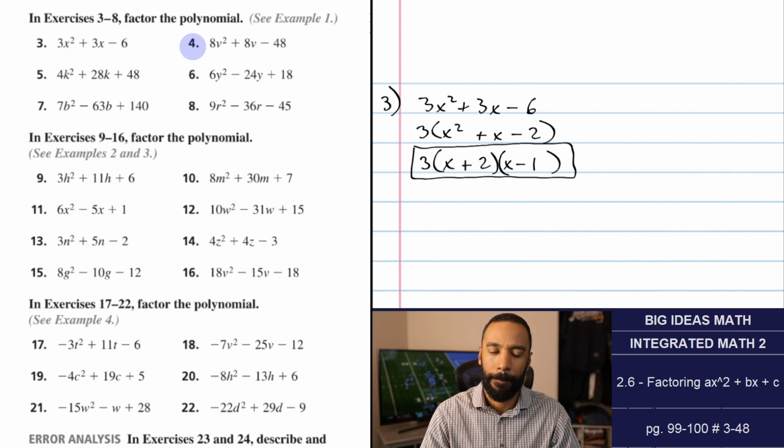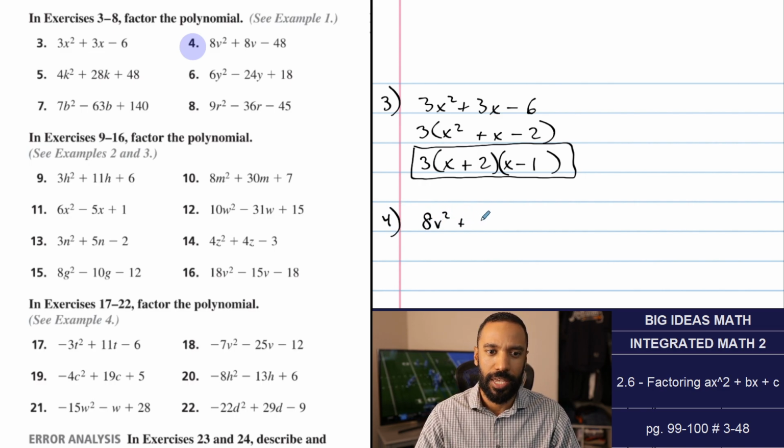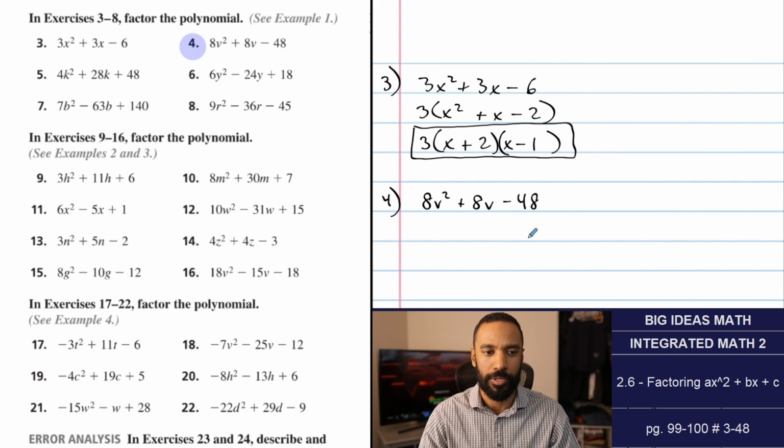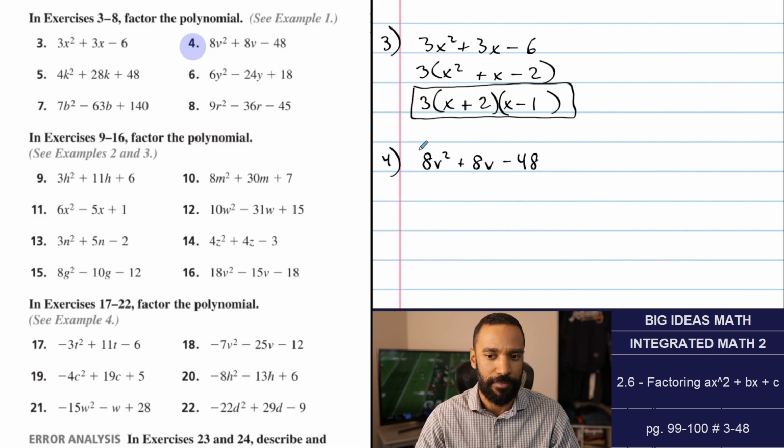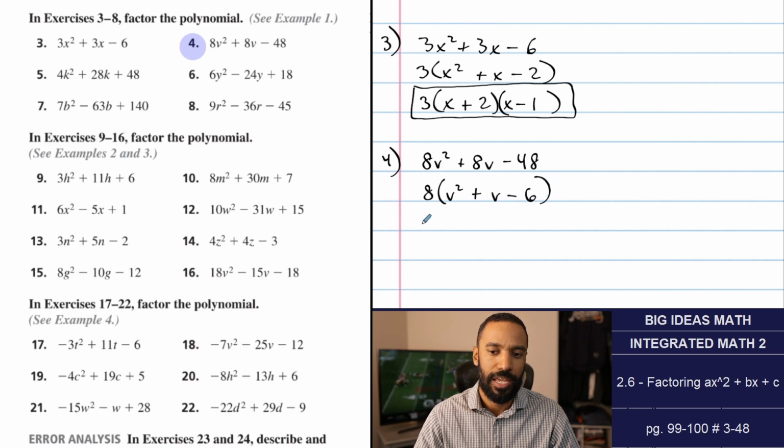Okay, number 4. 8v squared plus 8v minus 48. I can imagine these first 6 problems, numbers 3 through 8, are all about getting the GCF of this value right here before you move forward. 8 can factor out. You get v squared plus v minus 6. Now we're trying to find what two numbers multiply to negative 6 and add to 1. And that would be 3 and negative 2.